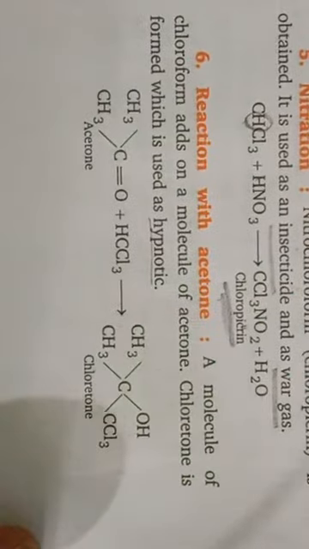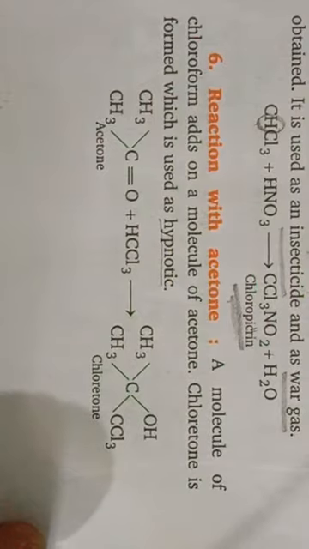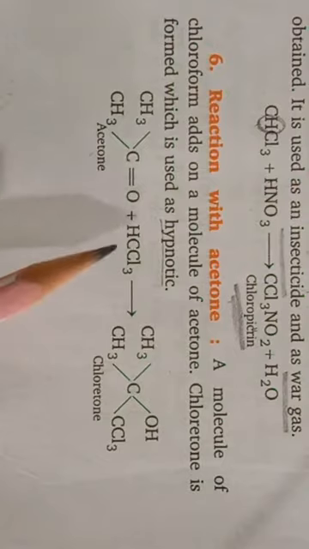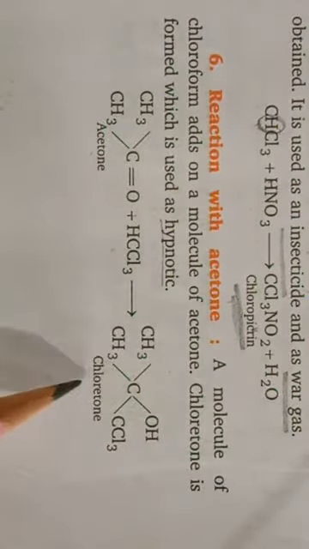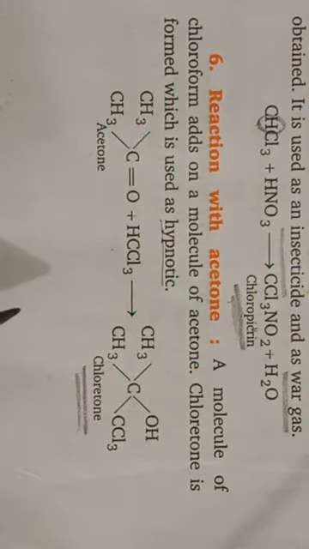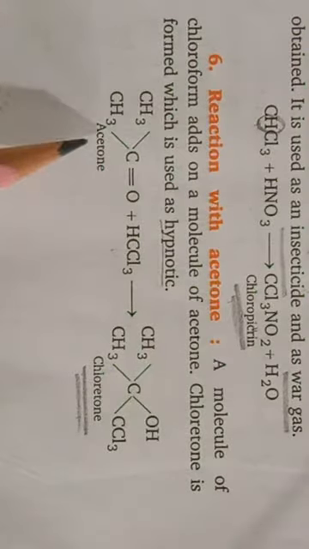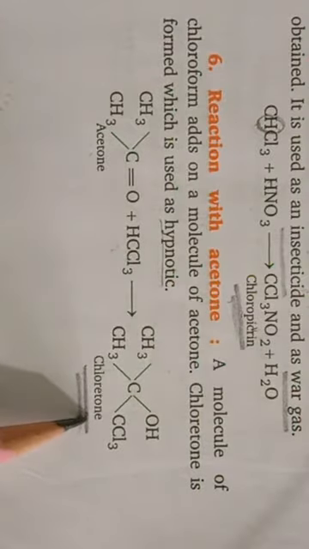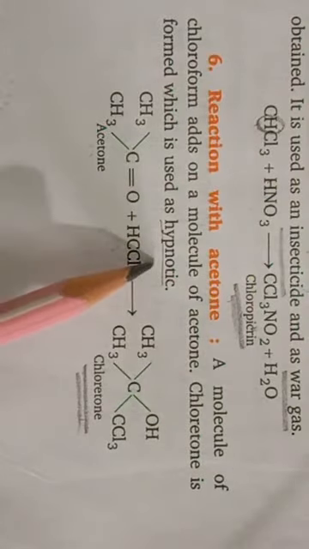The next is the reaction with acetone. It is an addition type of reaction in which one molecule of acetone is added to one molecule of chloroform. Due to this reaction, chloritone is formed as a product. So acetone reacts with chloroform and chloritone is formed. This chloritone is used as a hypnotic substance.